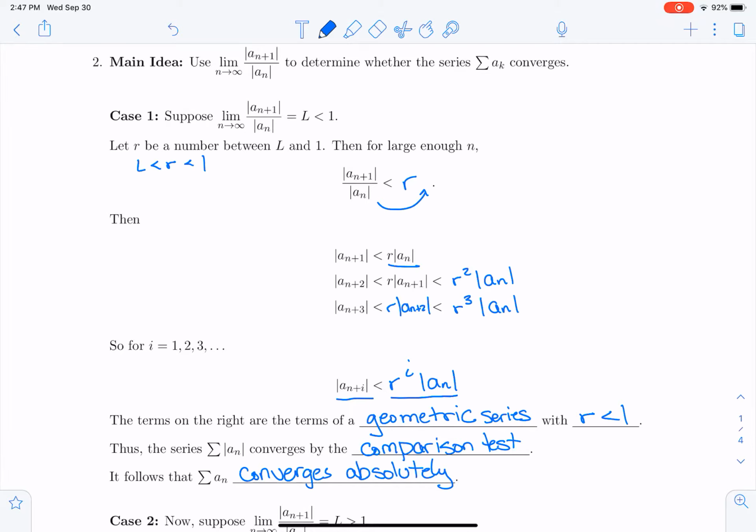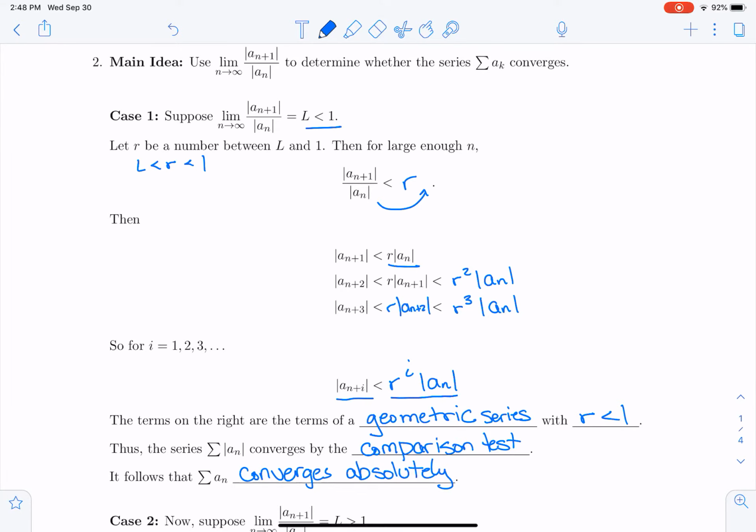So essentially, we've used the comparison test and what we know about geometric series to show that if the limit of the ratio of the terms is equal to some L less than 1, then our sum converges absolutely.